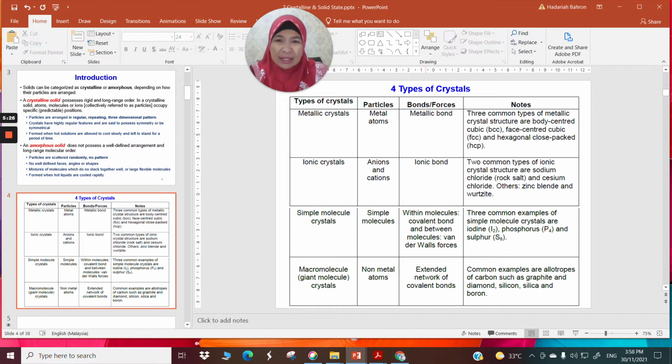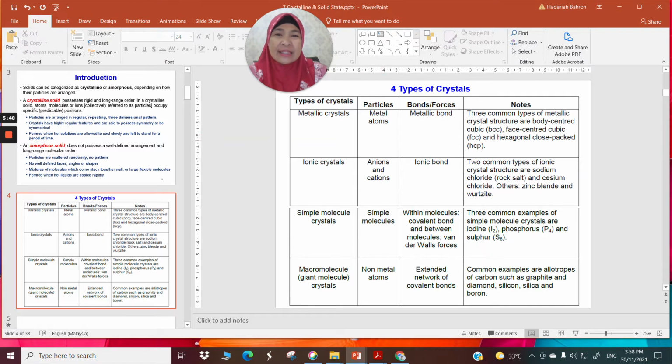And there are four types of crystals. You can have metallic crystals, ionic crystals, simple molecule crystals, and macromolecule or giant molecule crystals. Now let's go through one by one what the differences of these types of crystals are.